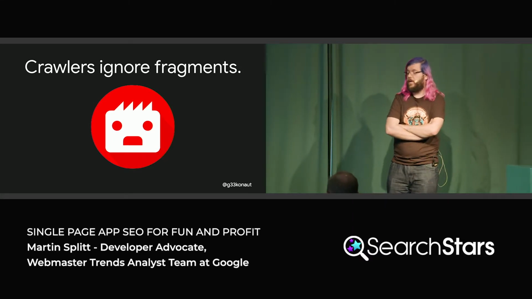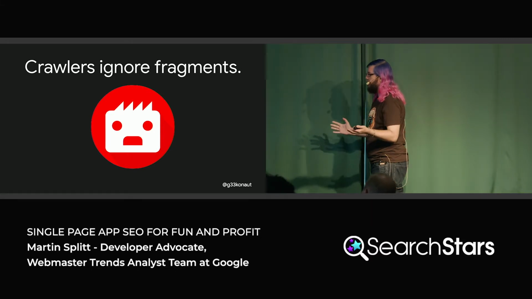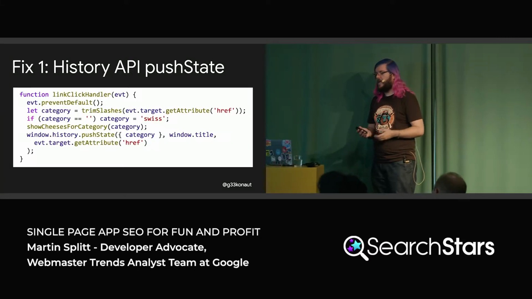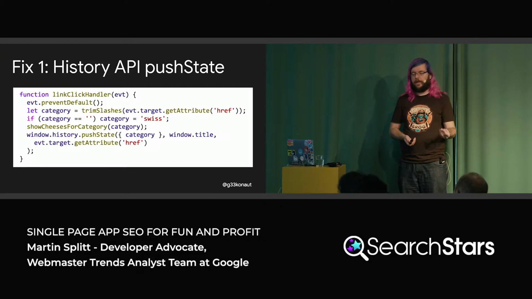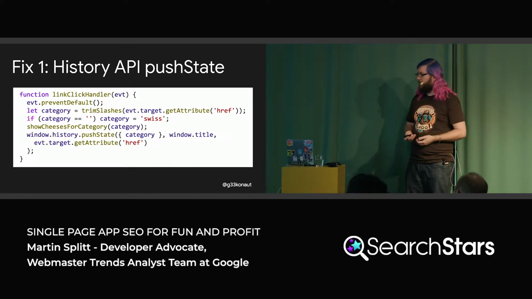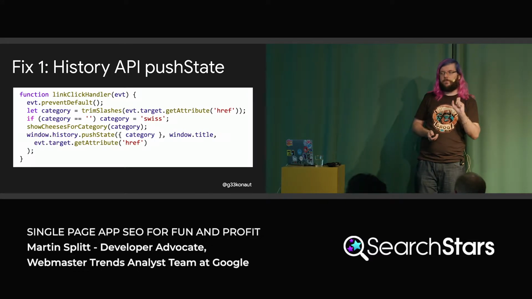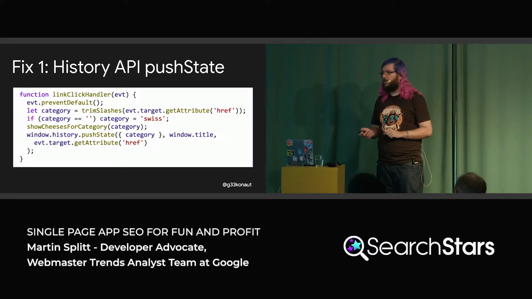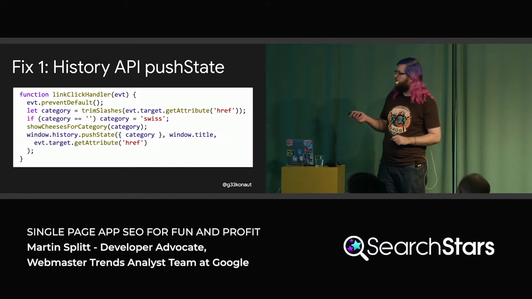That's called History API. If we're using the History API, then we don't have this problem, because we can actually just use normal URLs. We change our code a little bit. In this case, what we're doing is whenever someone clicks on one of our links, we want to handle it and we want to update the history, the browser history.